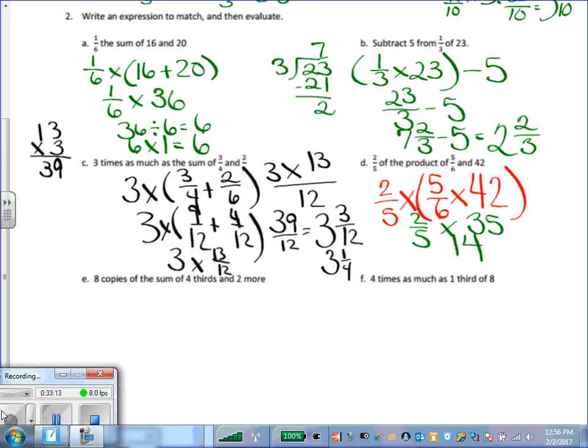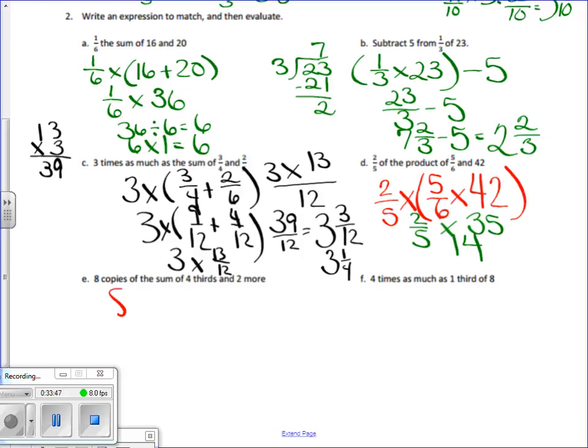Well, I ran 8 copies of the sum of 4/3 and 2 more. Woo boy! So let's think about that one. 8 copies. So what does that mean I'm going to be doing? Adding? 8 copies of something. Am I adding 8 more? No, I'm multiplying. So it's 8 times something.